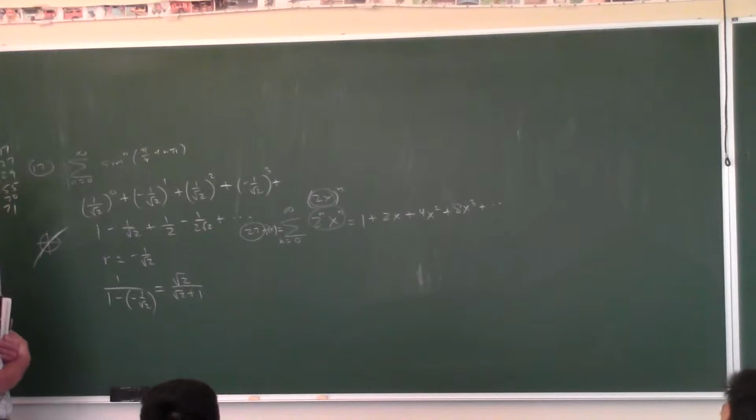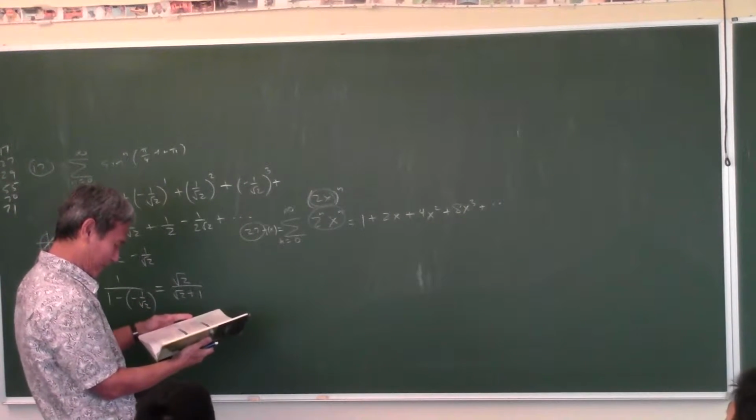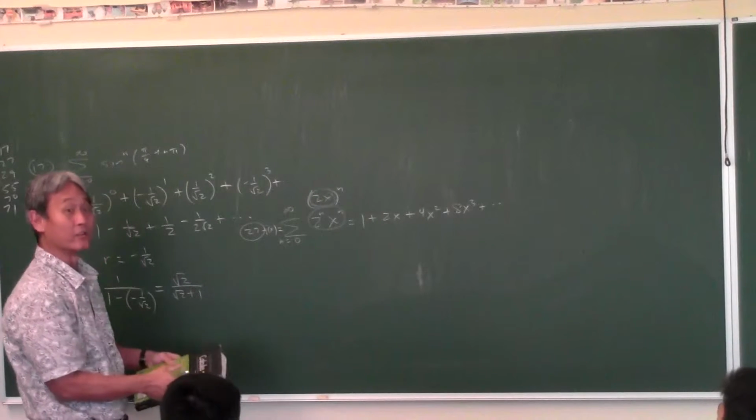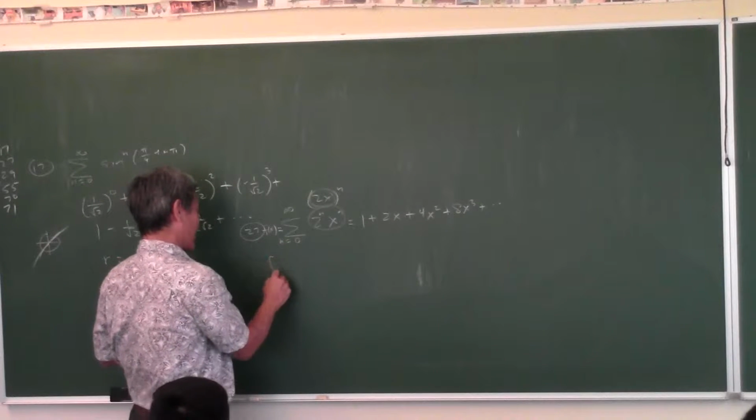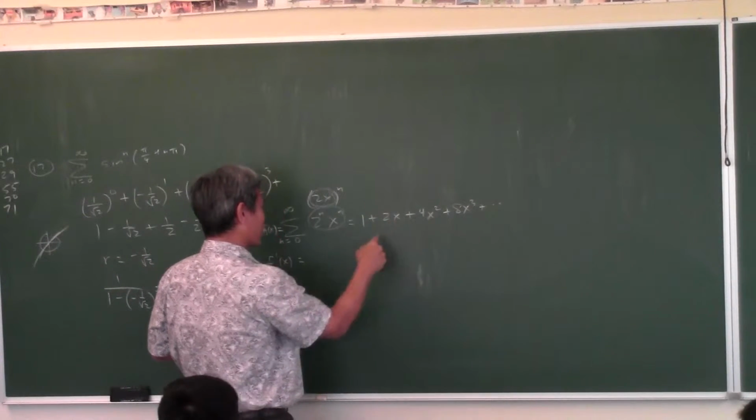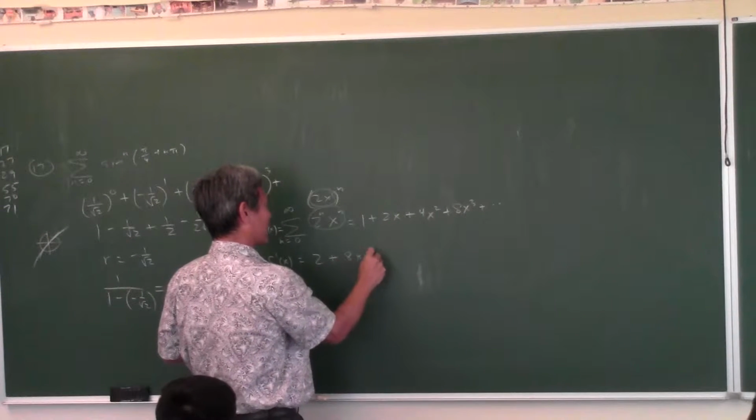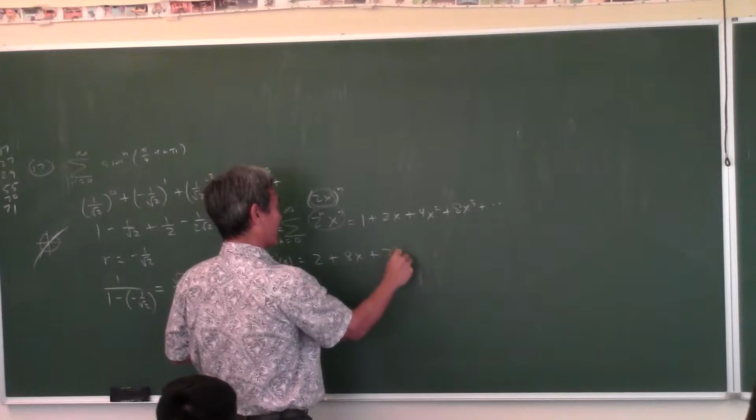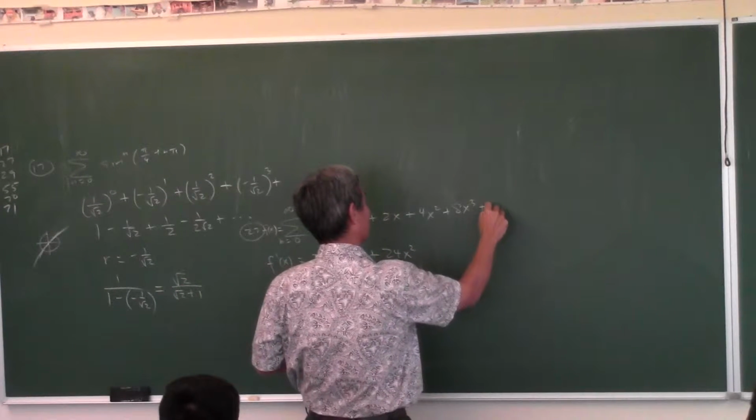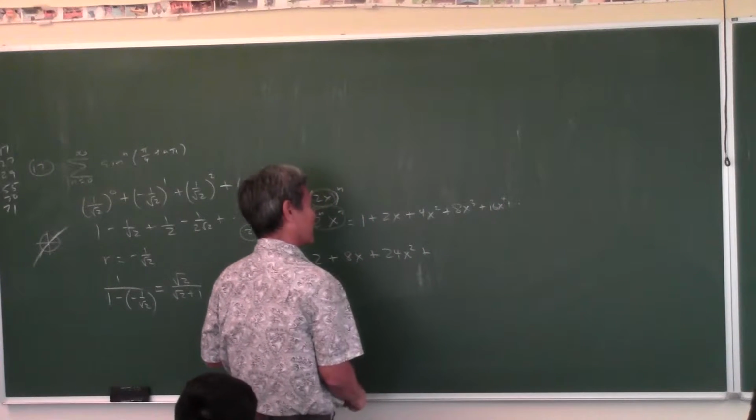It's 1 over 1 minus 2x, but that's not the problem. They want you to find the power series for the derivative of this function. So, taking the derivative term by term, the derivative of 1 is 0. The derivative of 2x is 2, then 8x, then 24x squared. I want to do one more. What's the next one going to be? 16x to the 4?